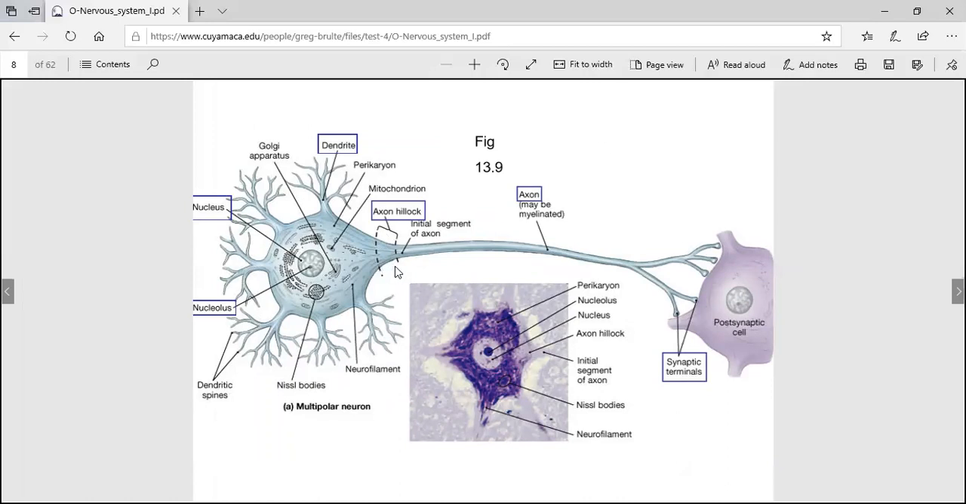Now, this is an axon hillock. So that's another little region I could point at. We're not going to stress on it too much because you'll get this in physiology. But that's like the little calculator. You have excitatory signals coming in and inhibitory signals coming into the cell, right?